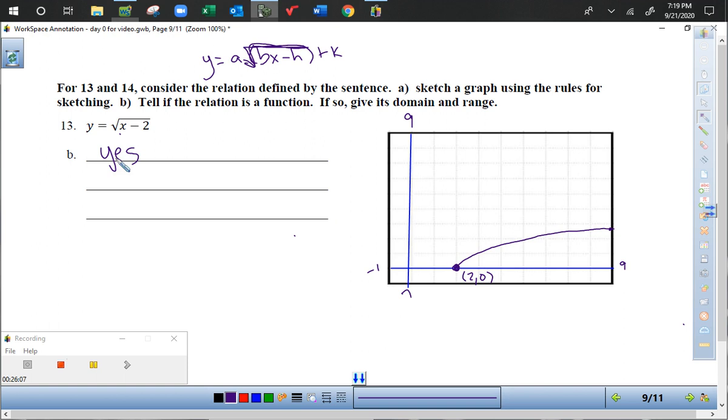Domain, starting from left to right here, the lowest number is 2. It's a solid dot, so included. And then we're going to the right, even though this screen only shows up until 9, we're going on forever past that. So we'll say infinity.